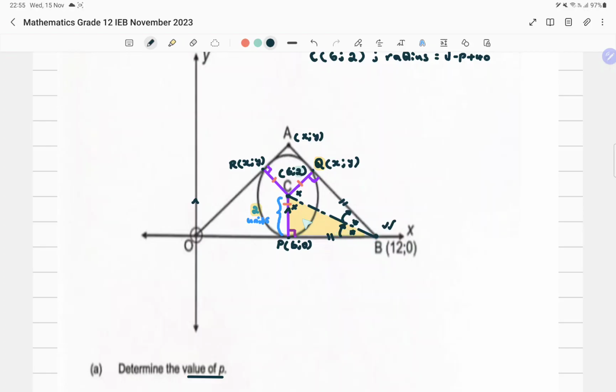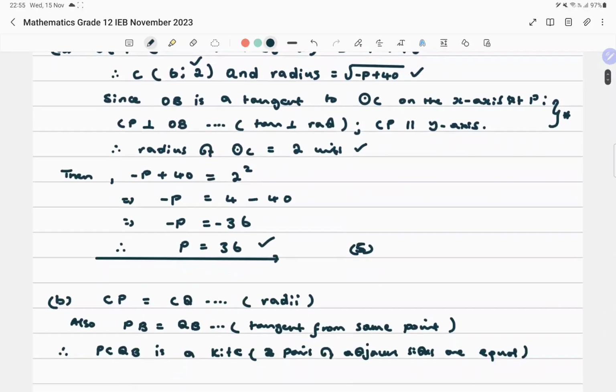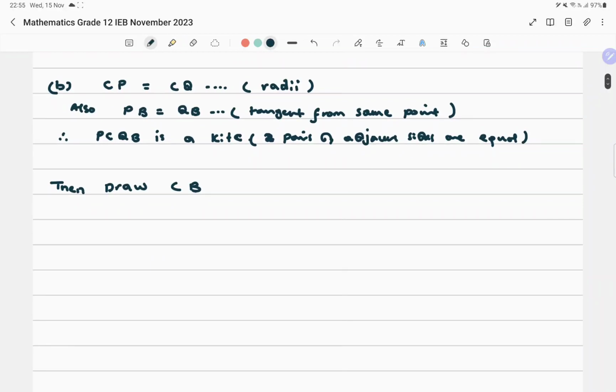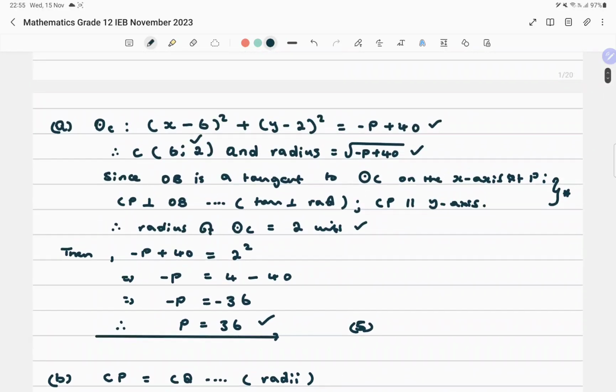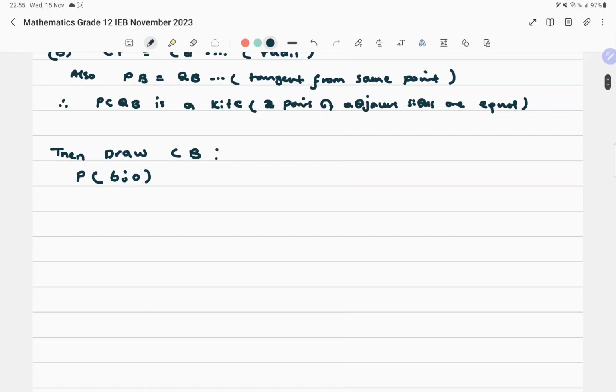Why are we doing that? Because we can see here that essentially these are the same. So we can just simply say, okay, such that we can see now that essentially point P is (6, 0). Did I ever mention that elsewhere? I did not, so I have to mention that.